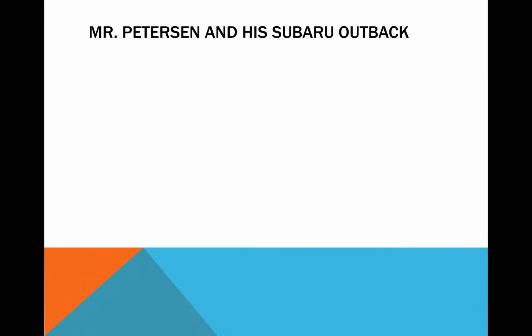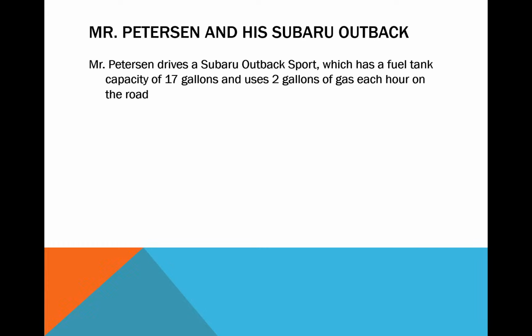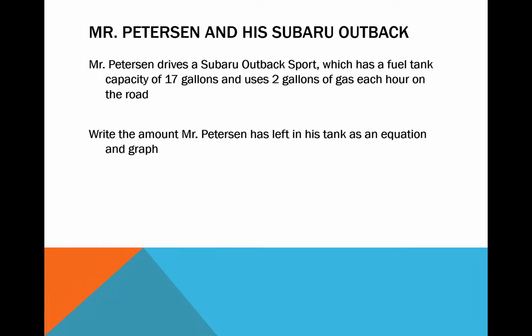Mr. Petersen in his Subaru Outback. Mr. Petersen drives a Subaru Outback Sport, which has a fuel tank capacity of 17 gallons and uses 2 gallons of gas each hour on the road. Can you write the amount Mr. Petersen has left in his tank as an equation and a graph?